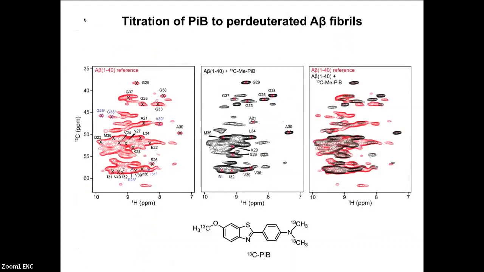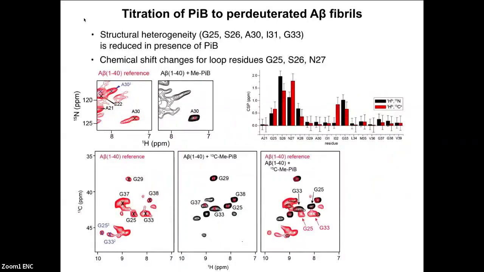Now, the next slide shows the experiment that we did in the presence of Pittsburgh compound B. On the left is the reference spectrum. Again, here I show you the proton-carbon correlation experiments. You have here the glycine spectral region. Here is in the presence of the compound, and here's the superposition. And you see that there are quite some changes occurring. Let me focus again on these two regions. On the one hand, I would like to focus on the glycine spectral region, and on the other hand here on the alanines.